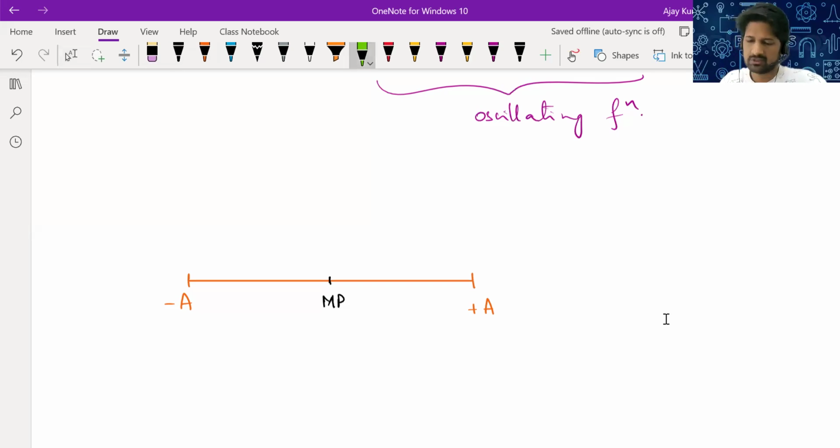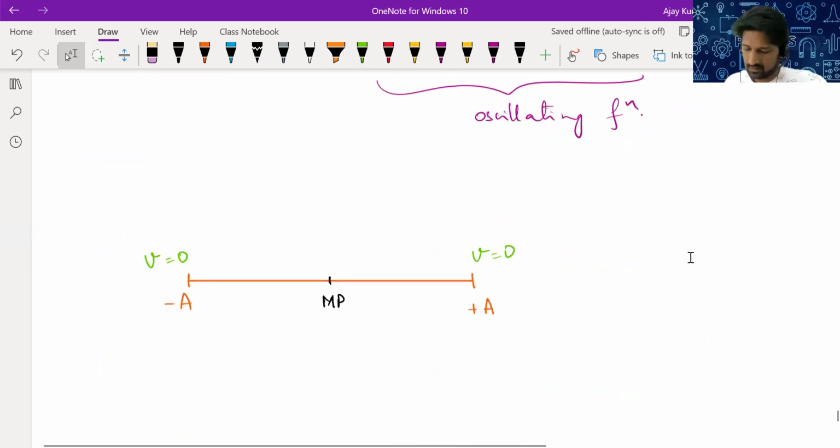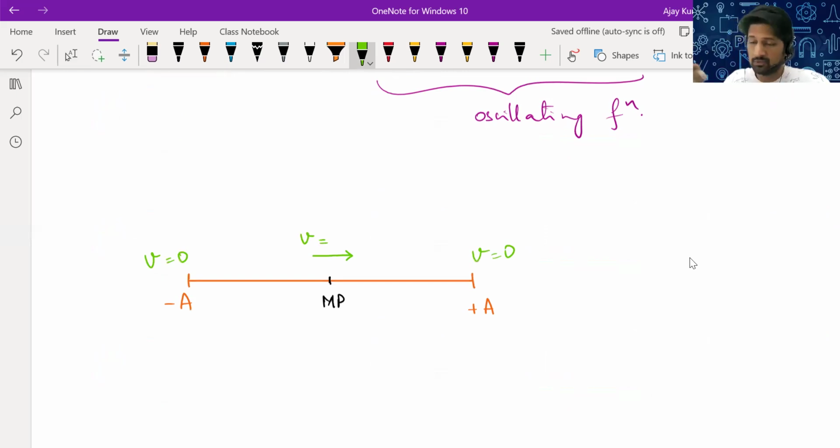Now, if you think in terms of velocity, we know that at the ends, that means at the extremes, the velocities are zeros. So here v is 0, here also v is 0. And we just derived that the maximum velocity that the particle can have is plus a omega, minimum is minus a omega. And we know that when it crosses the mean position, it will be moving the fastest. So when it is passing through the mean position in the positive direction, its velocity will be plus a omega. When it is passing through the mean position in the negative direction, its velocity will be minus a omega. That is what it means.